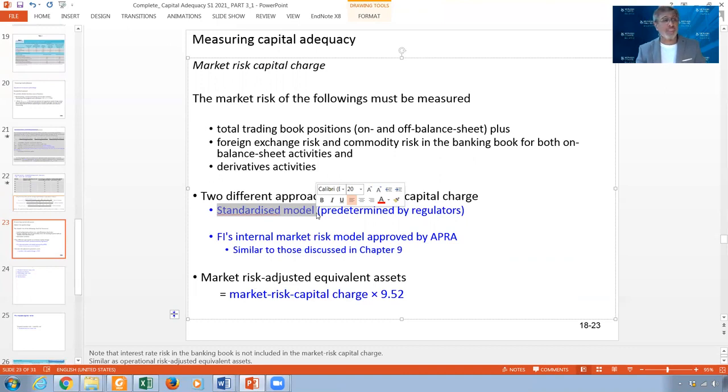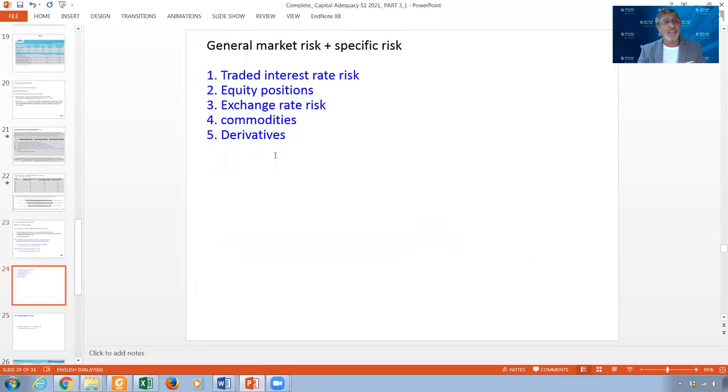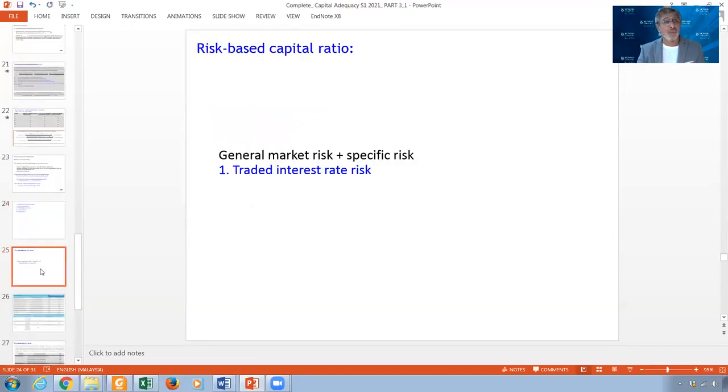They want it to be transferred as capital. And this is the assets which is in our trading book. We have interest rate risk for the trading, and this is actually for the fixed income. We have equity positions, we have exchange rate risk, we have commodities, we have derivatives. Let me show you how they do it in the traded interest rate risk.